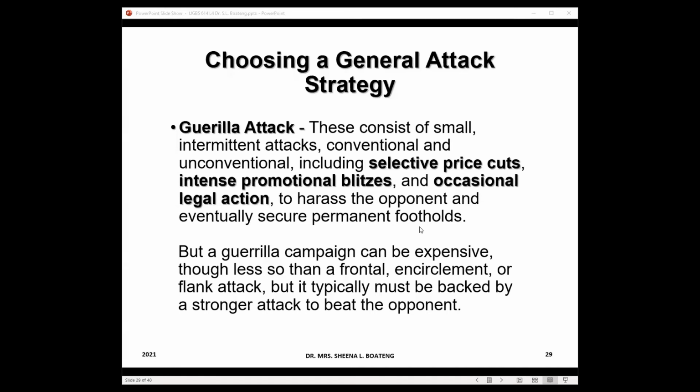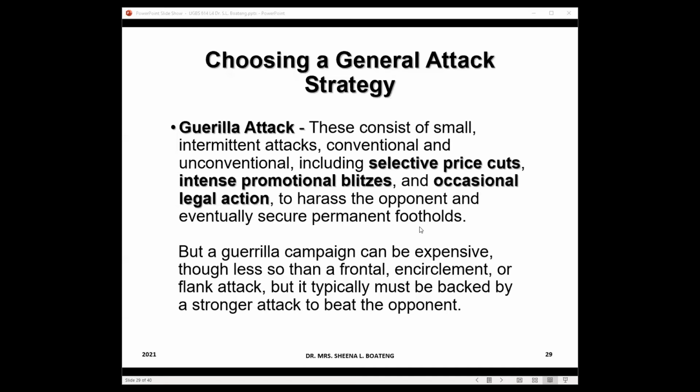right? But just like the encirclement strategy that we talked about and the frontal strategy, guerrilla campaigns can also be very expensive, especially when you're talking about a strategy like selective price cuts. Because when you're cutting prices, you are essentially taking away from your profit margins, which will require a significant commitment of resources, right? So if you are going all in, you have to go all in, especially with a guerrilla attack, to be able to beat your opponent.